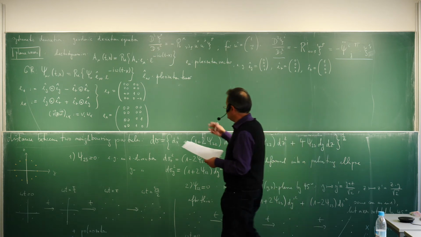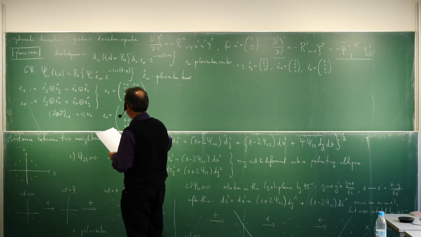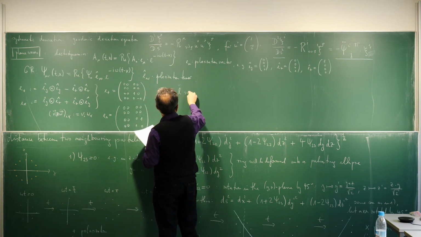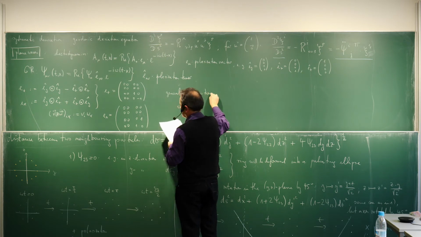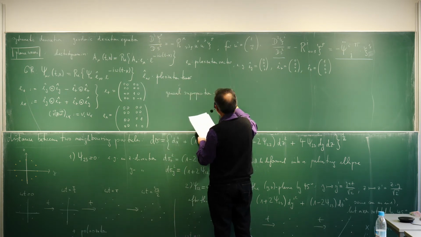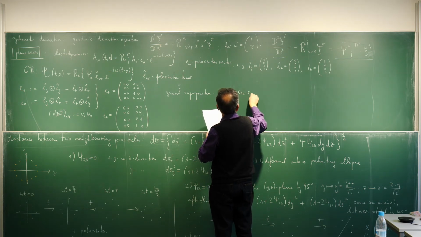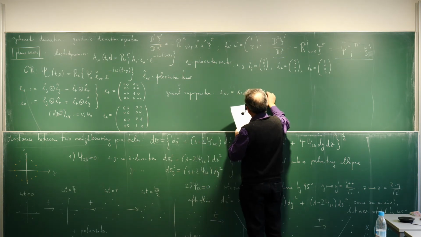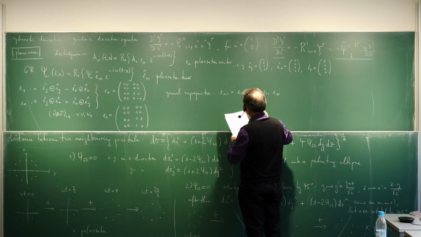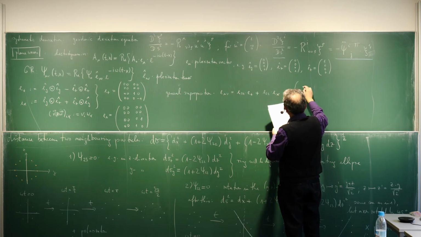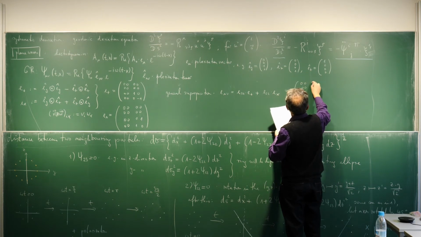Of course, if you have then a general superposition, then we have that E_mu nu is, say, E_22 times E plus plus E_23 times E cross. So these are constants, and then you get here the zeros.